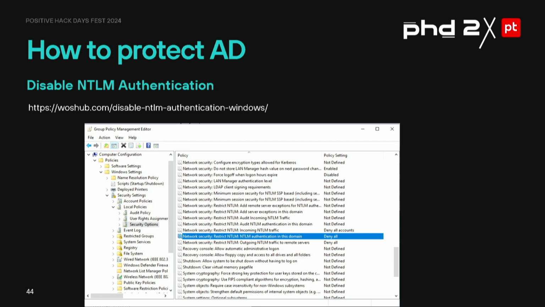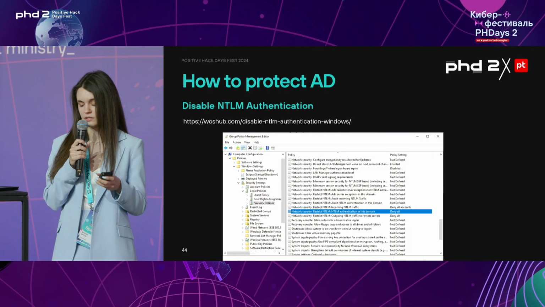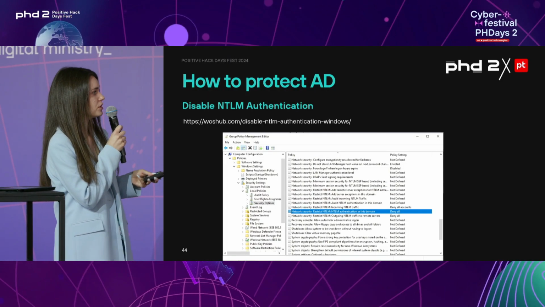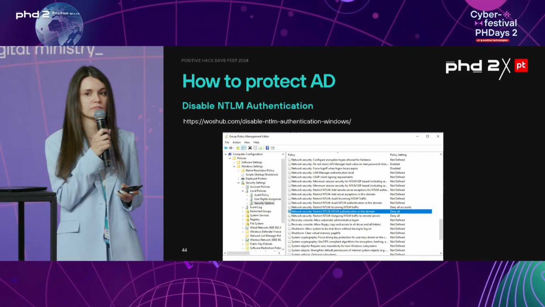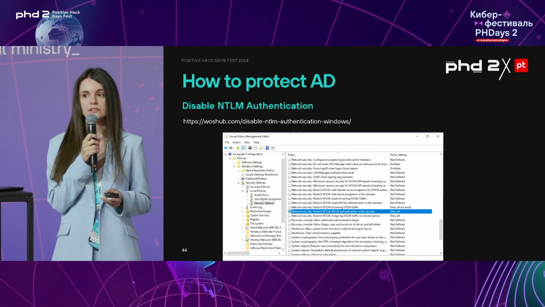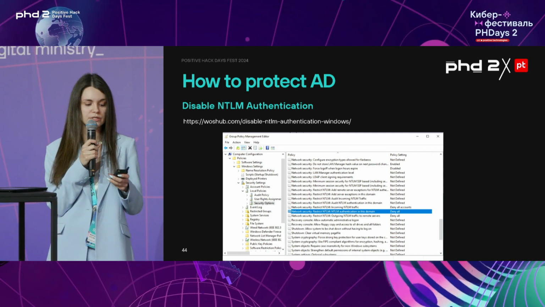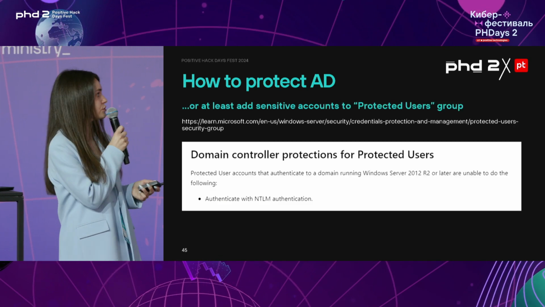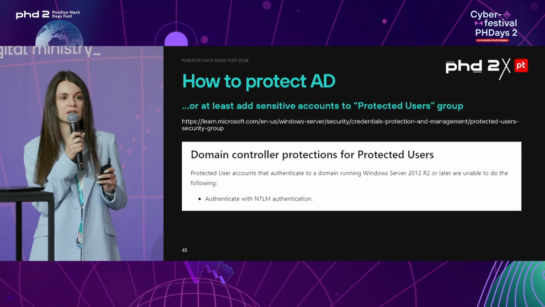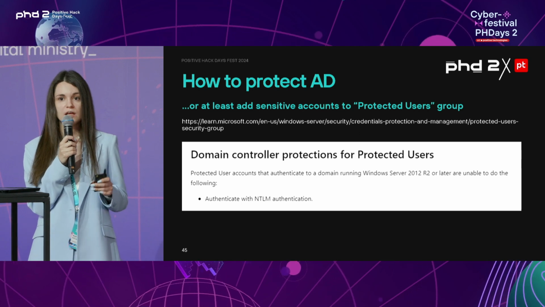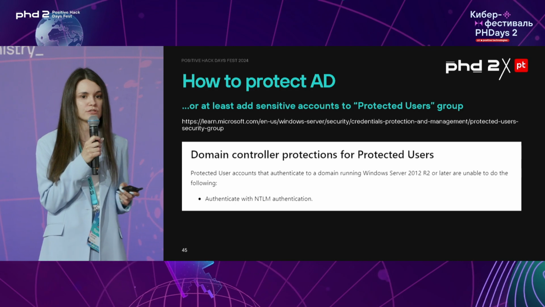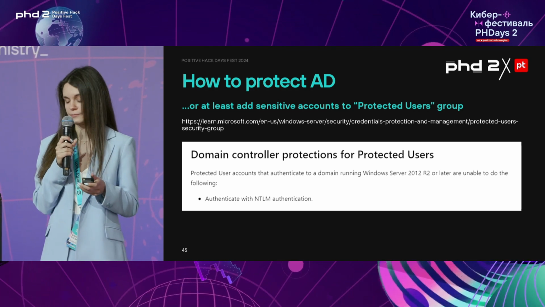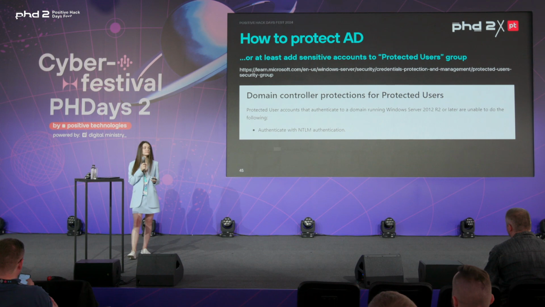How do we protect against NTLM relays? Ideally, you have to switch off the NTLM authentication, and the hyperlink here shows you how to do that. These are records in the group policies, a screenshot of records. However, oftentimes we cannot switch off the NTLM authentication, so you can do that for the high sensitivity users: add them into the protected users group, and they won't be able to use NTLM relay authentication.